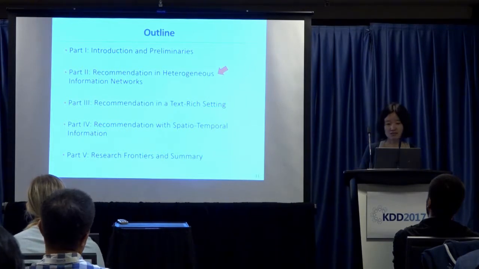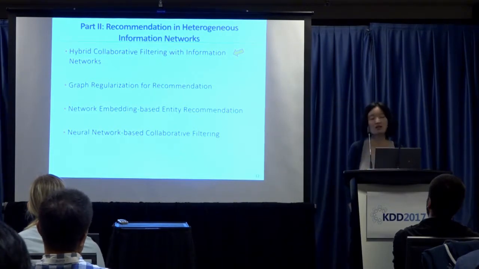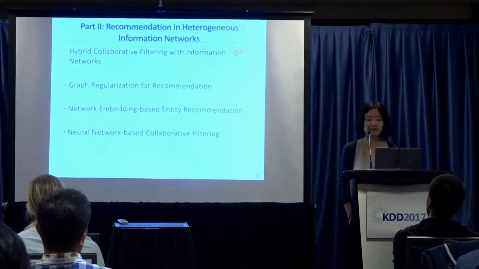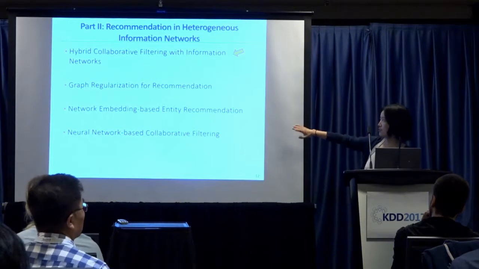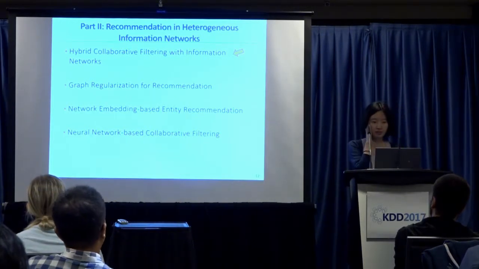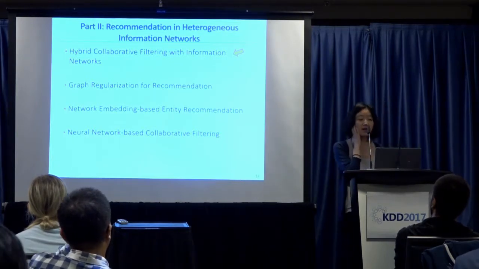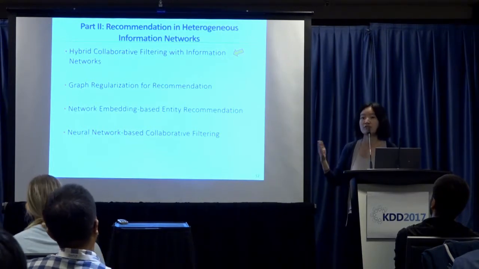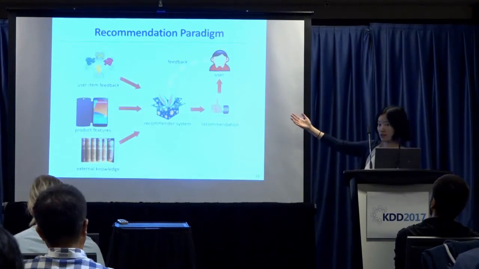So now let's come to our major part. Given that we know it's a heterogeneous network and how we can do recommendation, the first real part contains 4 different directions. The first direction is how we can do hybrid collaborative filtering with this additional side information, the network information. We have seen this picture before.